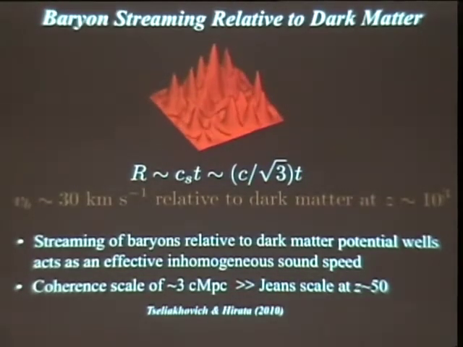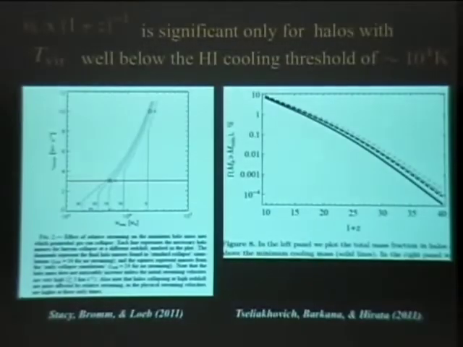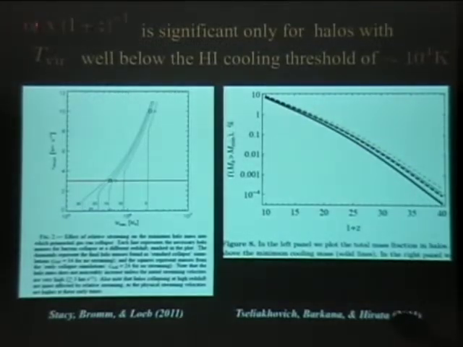And it turns out that these winds of the baryons relative to the dark matter can make a difference when the first objects form. But the relative velocities decay as 1 over 1 plus z. And therefore, they are affecting only dark matter halos that are small, that are of order 10 to the 6 solar masses or less. And those halos are well below the characteristic temperature associated with atomic hydrogen cooling. You can cool gas in such halos and make stars only due to molecular chemistry.